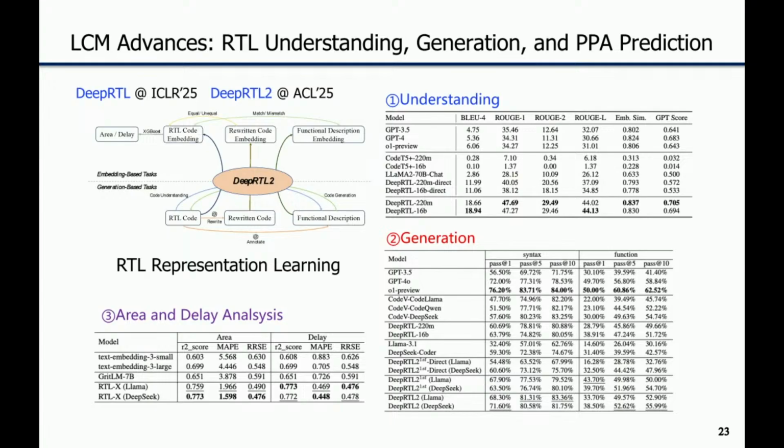Right now we focus more on the code, but we are going to have multi-view representation learning. So not only the code, but also the control data flow graph of the code. They show different properties of this code, so we try to align them together to get a better result.